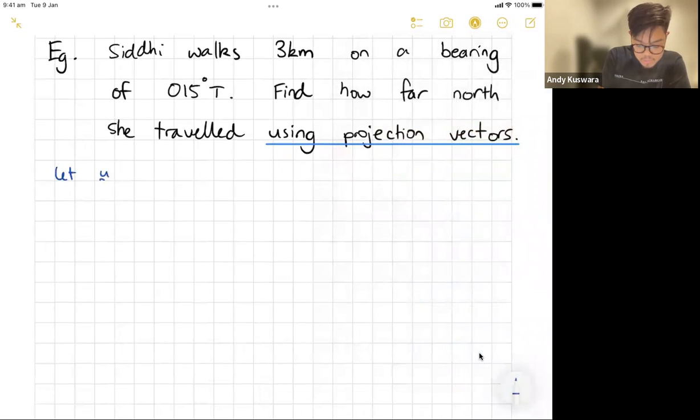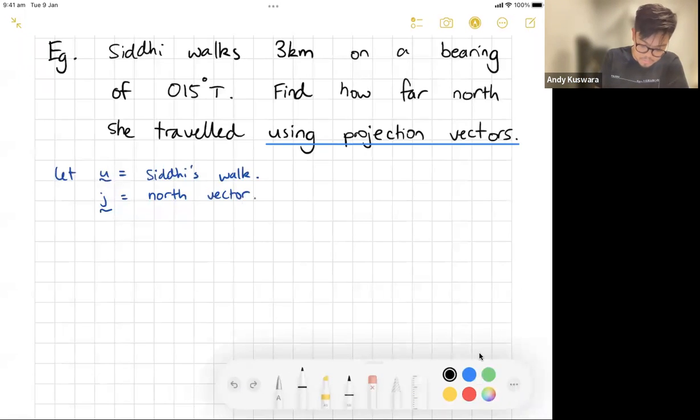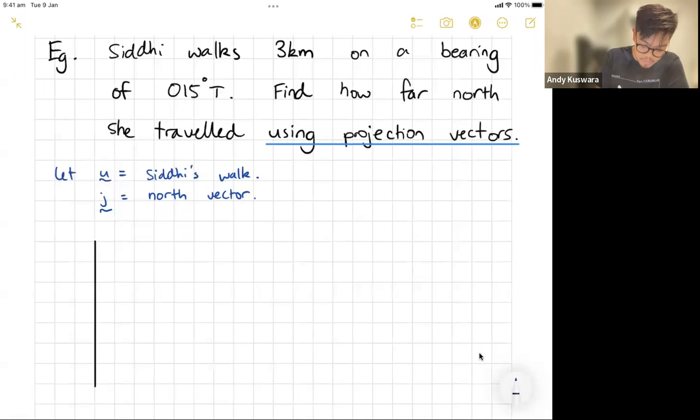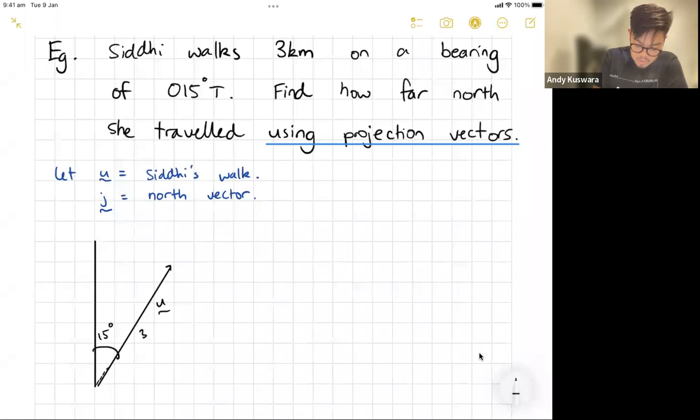I'm going to say let u equal the vector of Sity's path, Sity's walk, and let j equal the north vector, because we want to find how far north she traveled. Let's draw a little diagram. We know that Sity walked 15 degrees in this direction, and I'm going to call this vector u, because that's what she walked across. And we know that this is 3 kilometers.